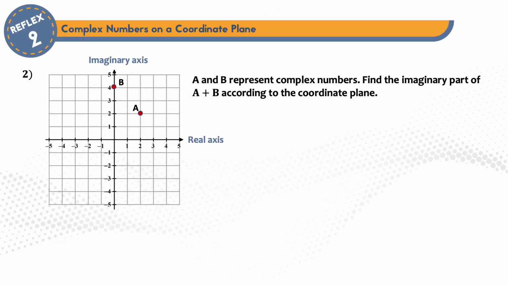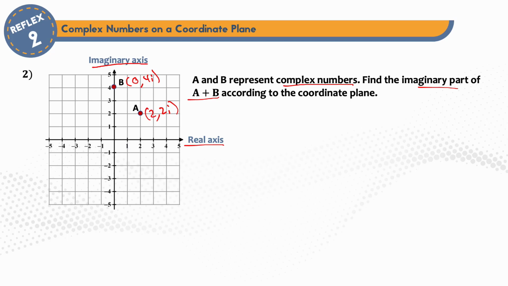Okay, exercise number 2. Again, we have the coordinate plane, the imaginary axis, and the real axis. A and B represent complex numbers. Find the imaginary part of A plus B according to the coordinate plane. Point B is on the imaginary axis, so we have 0, comma, 4i. We have point A here, which is 2, 2i.